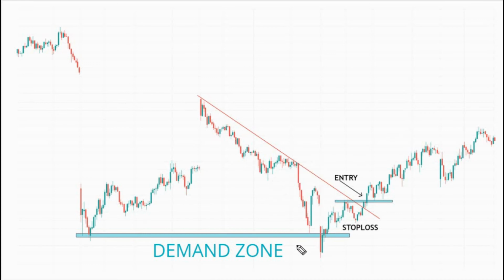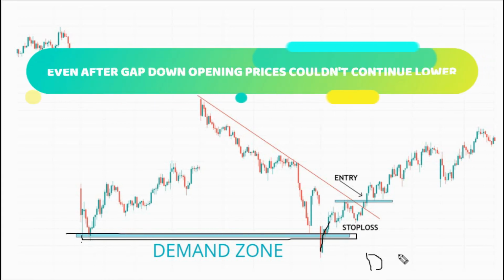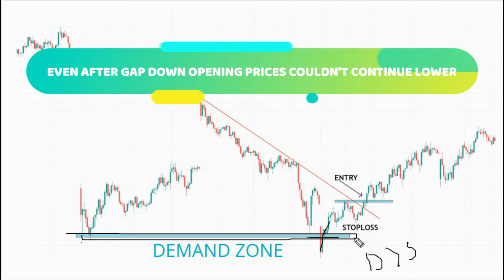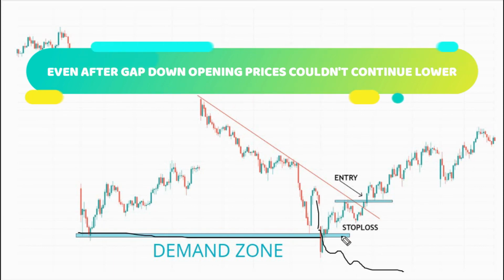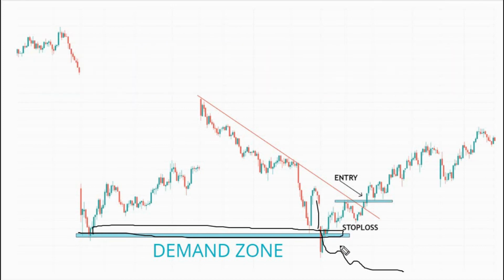But what is happening, even after gap down, prices couldn't continue its downward momentum, and again buyers push the prices back into the range, which is an indication that buyers are still very strong compared to the supply at this price area. Okay, so after gapping down also, prices couldn't continue its downward momentum, and buyers defended this level very aggressively, and again they pushed the prices towards the upside.